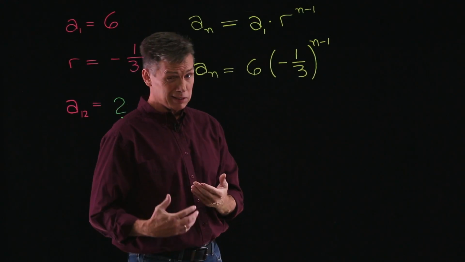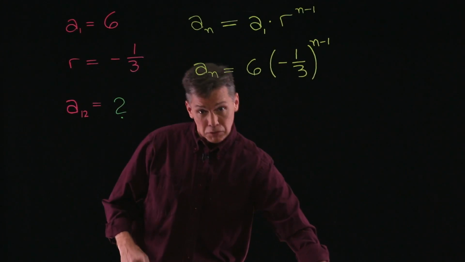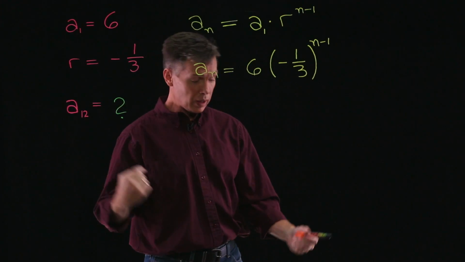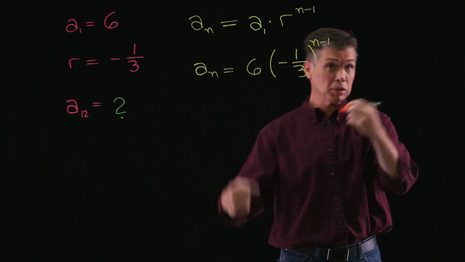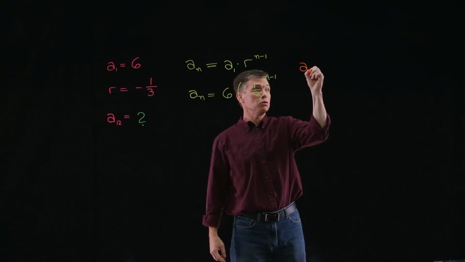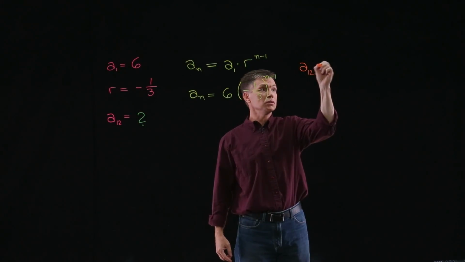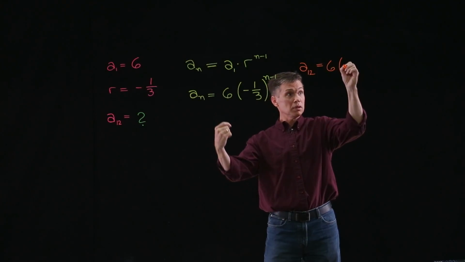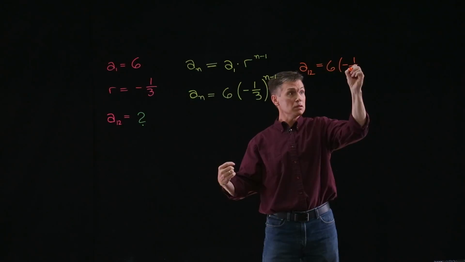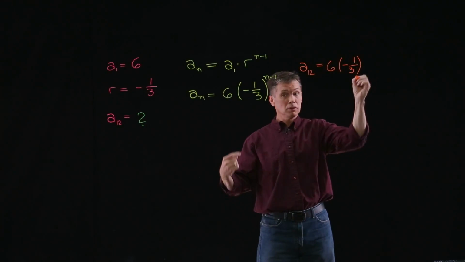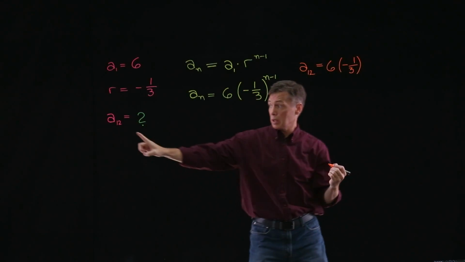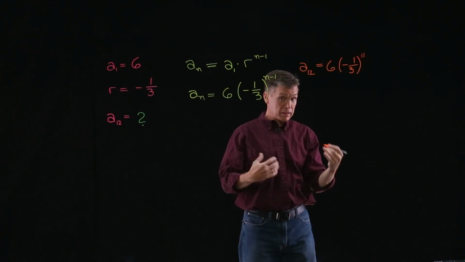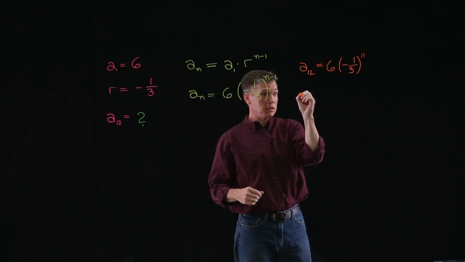And as I said, it's kind of like a formula now, because if you want to find any of these terms, like in this case a sub 12, we'll use this formula. So a sub 12 equals 6 times that minus 1/3 raised to the n minus 1 power. My n is 12, so I'm raising to the 11th power. And now we'll simplify. It's arithmetic.